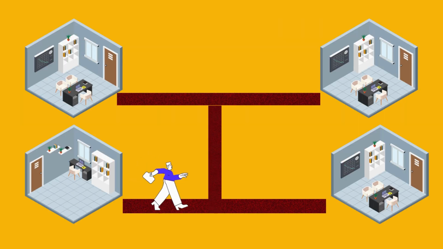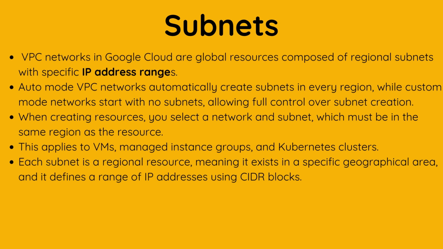A VPC network is like a department in the building, connected by hallways, which represent the global network. Inside each department, there are rooms, called subnets, where specific tasks are carried out. VPC networks in Google Cloud are global resources composed of regional subnets with specific IP address ranges. Subnet and subnetwork are synonymous.